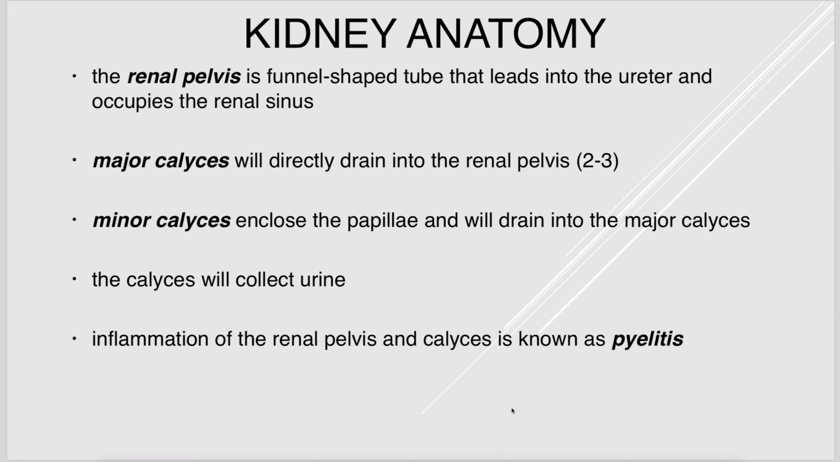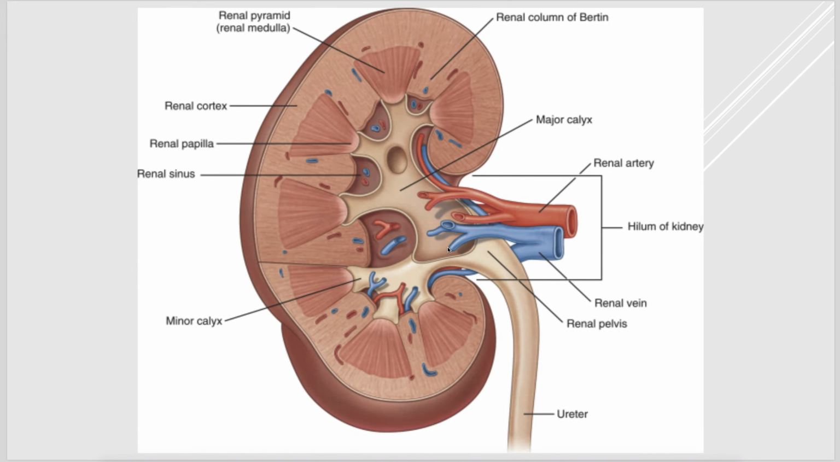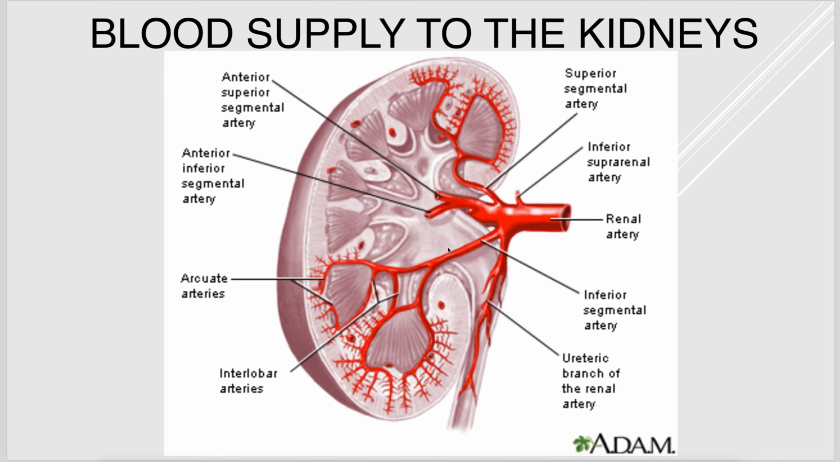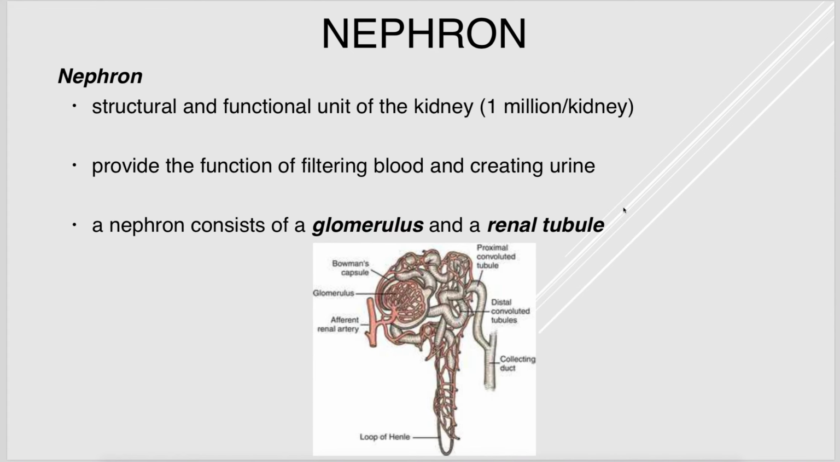So we talked about the renal pelvis, the major calyces, the minor calyces, and inflammation of the renal pelvis, which was this, and the calyces is known as pyelitis. Okay, we talked briefly about the blood supply. As long as you know that the kidneys are fed by the renal arteries, that's pretty much what you need. All right, then we talked about the nephron.